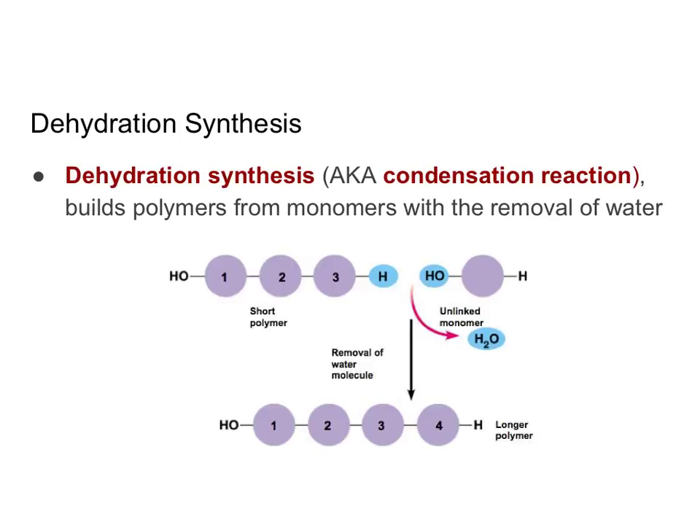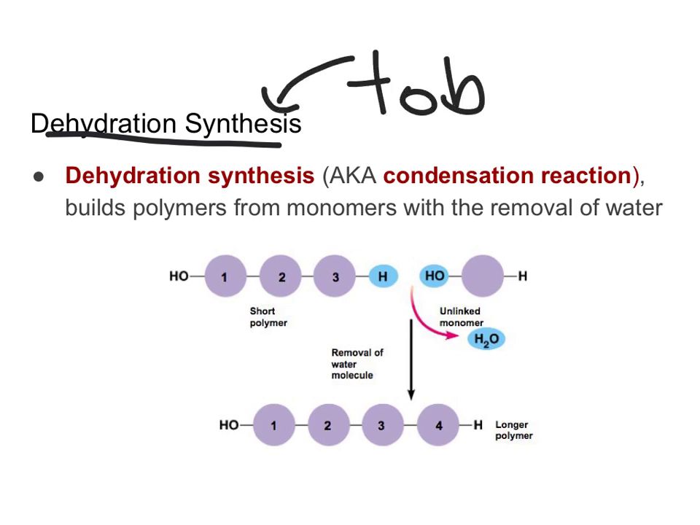So the last thing I want to do is talk about how we build a polymer from monomers, or also how we take a polymer and break it down into monomers. There are two reactions you have to know here. The first reaction is called dehydration synthesis. I want to break up this word a little bit. Synthesis means to build, and dehydration means to remove water. Basically what this word means is we are going to build something bigger by removing water.